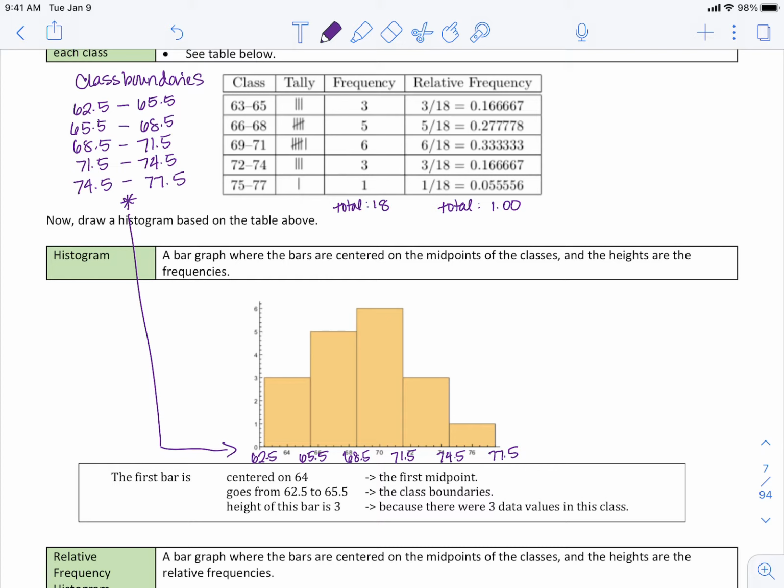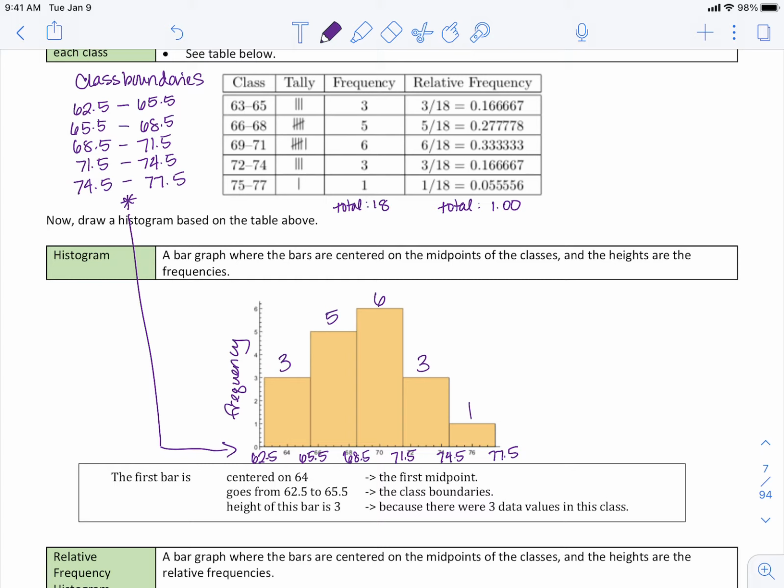Okay. Then we notice our y-axis. This is the frequency. And so it says a histogram is a bar graph where the bars are centered on the midpoints of the classes and the heights are the frequencies. So first one has a frequency of 3, 5, 6, 3, and 1. I like to label them on top as well, just to make it very obvious what the height of each bar should be corresponding to.